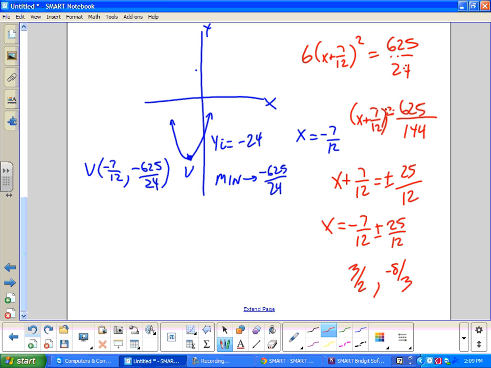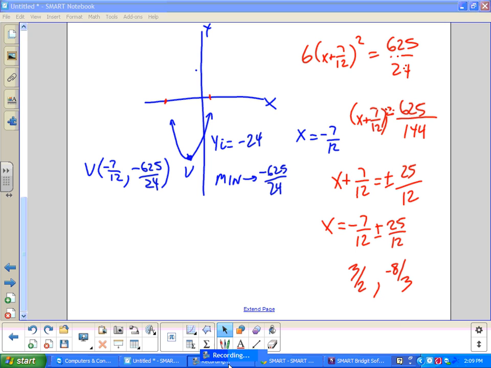And we just found the two x-intercepts. So negative 8/3 is over here. And 3/2, boom. And it gets quick. And we have just done 3 parabola problems. That was a lot of work.